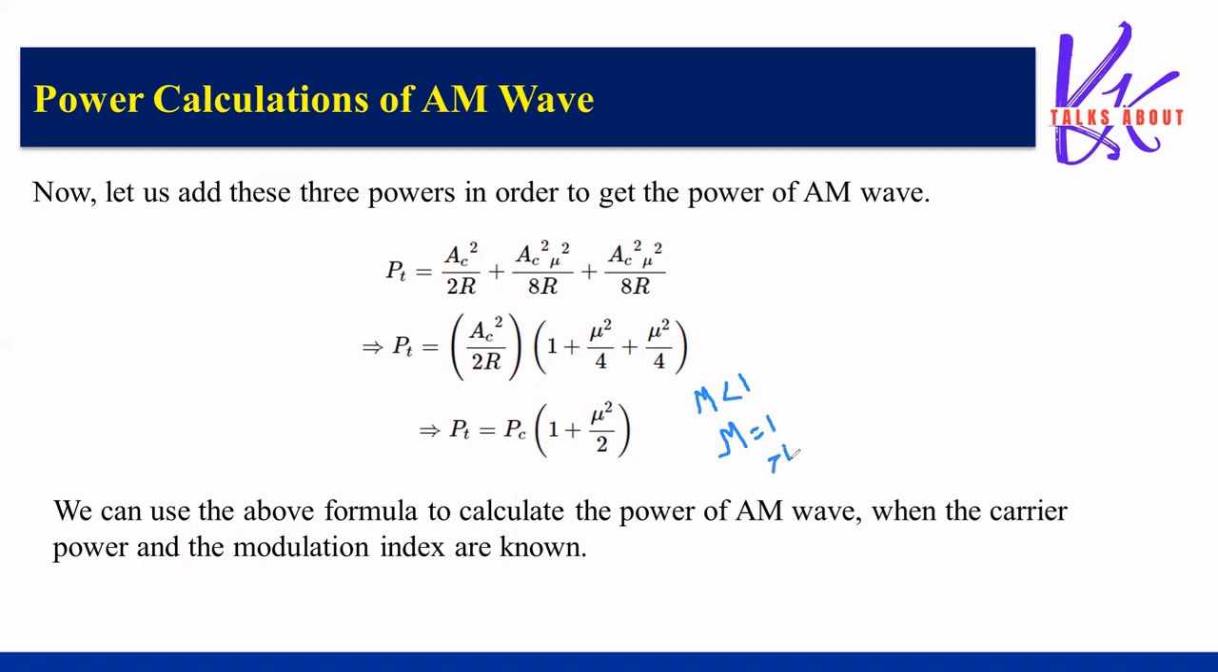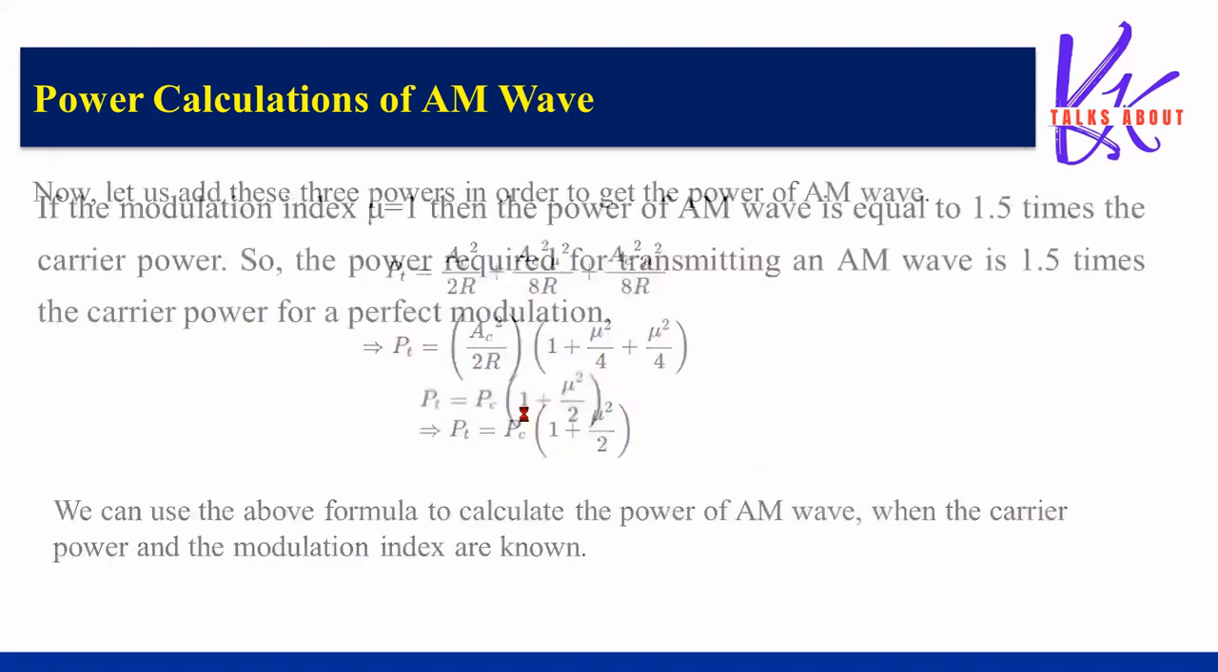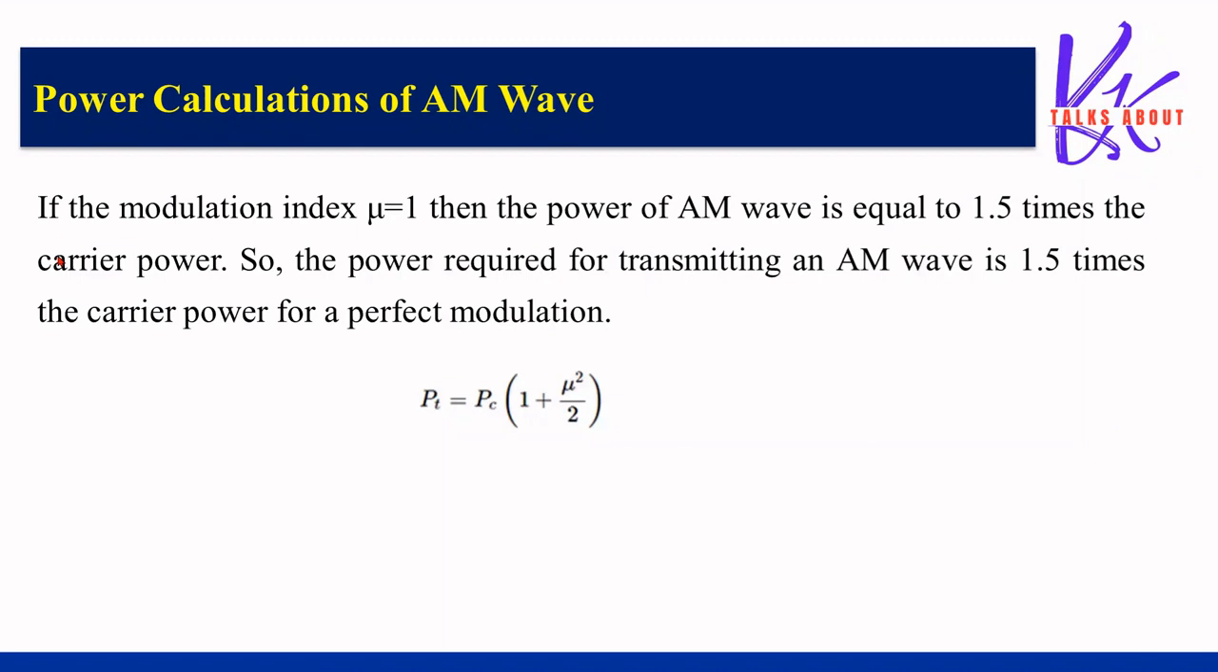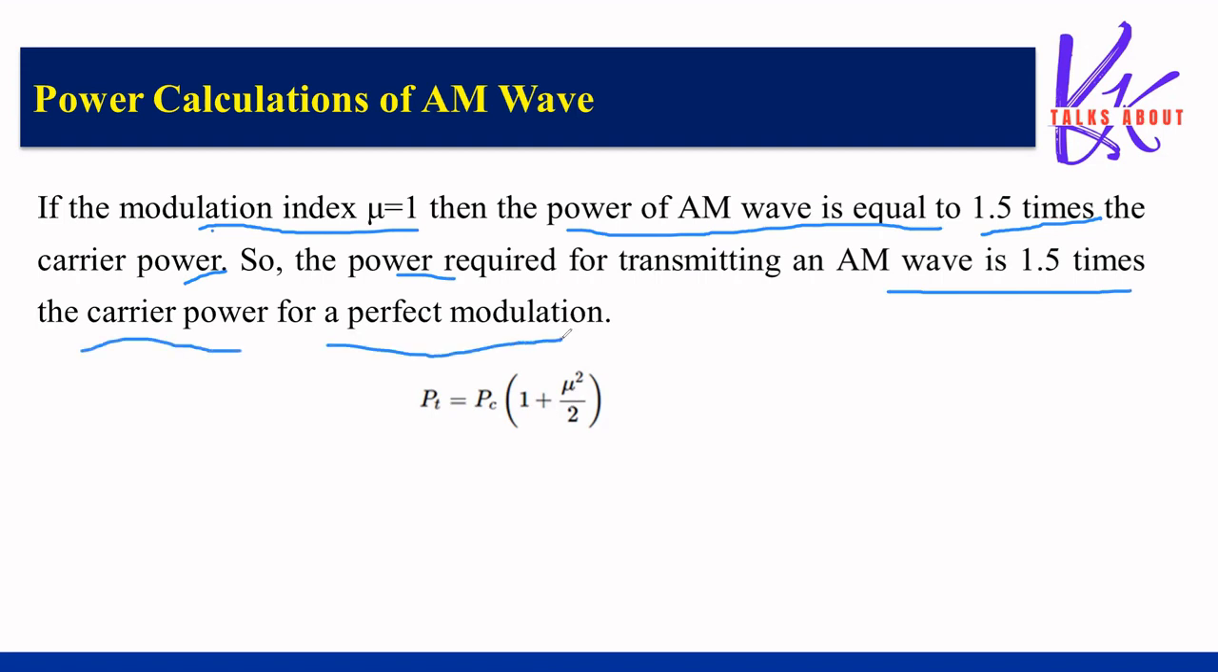If it is greater than 1, we say it is overmodulated. Now, if you want an exact modulation, then the modulation index is equal to 1. So what happens when the modulation index is equal to 1? Let us see. If the modulation index mu is equal to 1, then the power of the EM wave is 1.5 times the carrier power. So the power required for transmitting the EM wave is 1.5 times the carrier power for a perfect modulation.